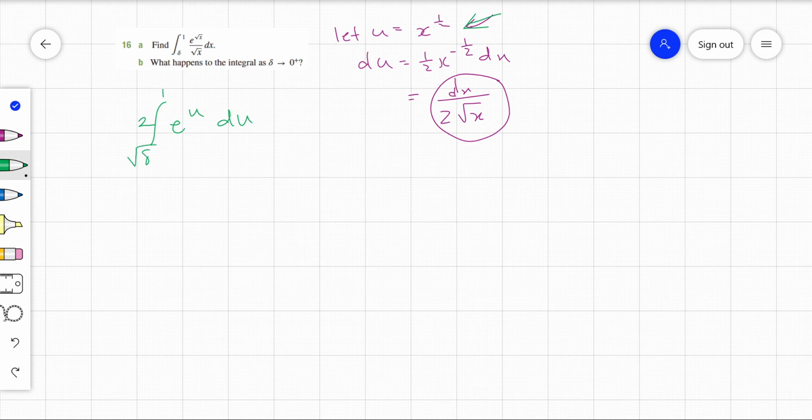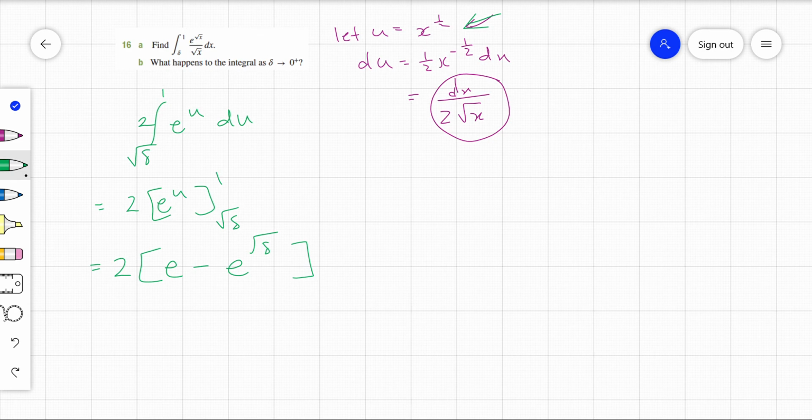Alright, so let's go ahead and integrate e to the u, which we know is nice and easy. So the integral of e to the u will be 2e to the u, and I'm going between that square root and 1. So when I sub 1 in, I get e to the 1. When I sub square root of delta in, I get e to the square root of delta. Alright, so that would be our answer.